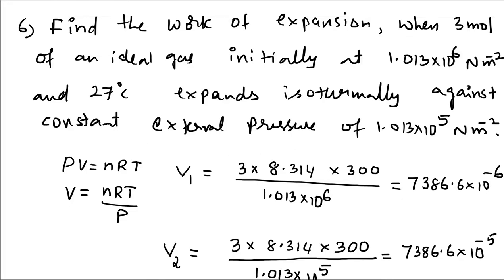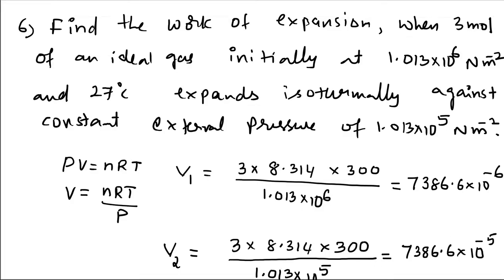7386.6 times 10 power negative 6. The other one is 7386.6 times 10 raised to the power of negative 5. Here the units are confusing. What are the units? Here we get meter cube, but we should convert them into liters. How do we do that?